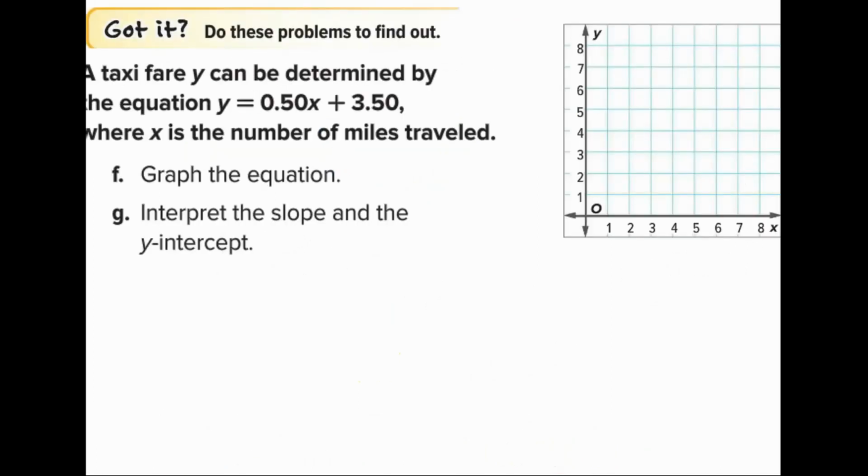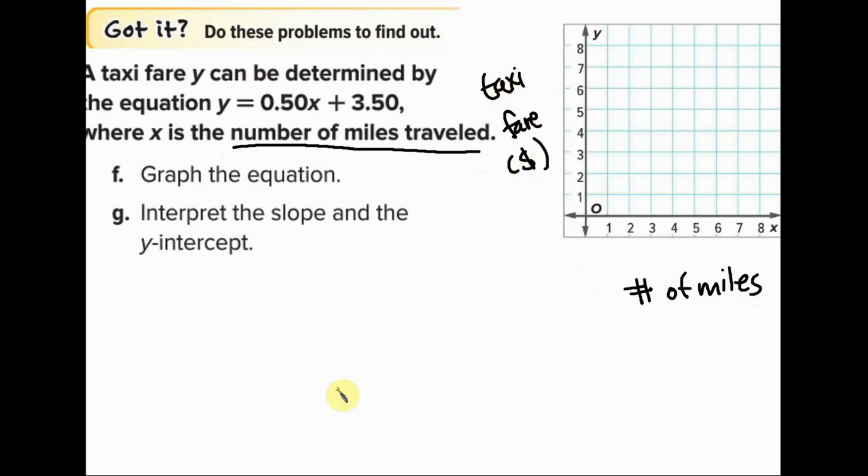Let's do just one more problem. A taxi fare y can be determined by the equation y is equal to 0.50x plus 3.50, where x is the number of miles traveled. The first part is asking you to graph the equation. So in order to graph the equation, let's see what x and y represent. They're saying the x was representing the number of miles traveled. Then the y was representing the taxi fare. So I'm going to say taxi fare in dollar sign.